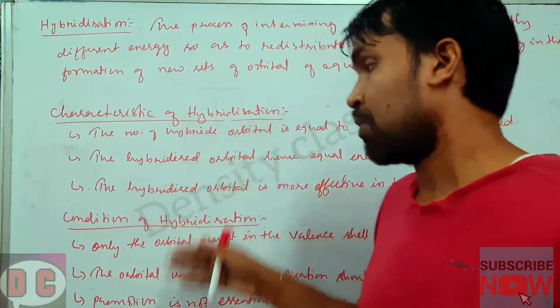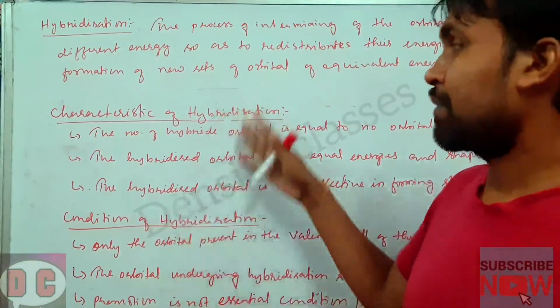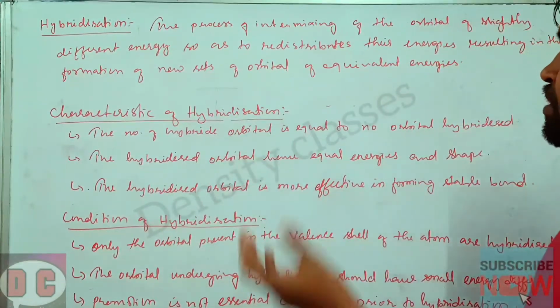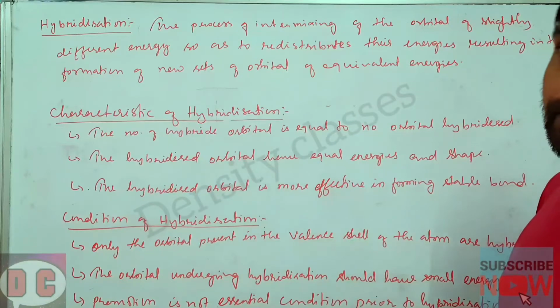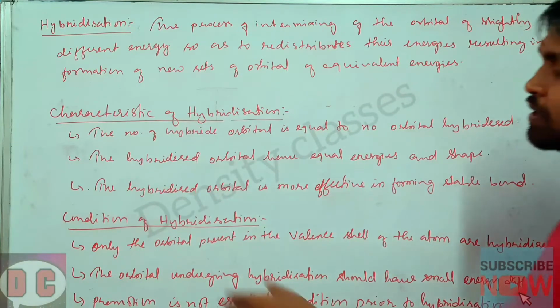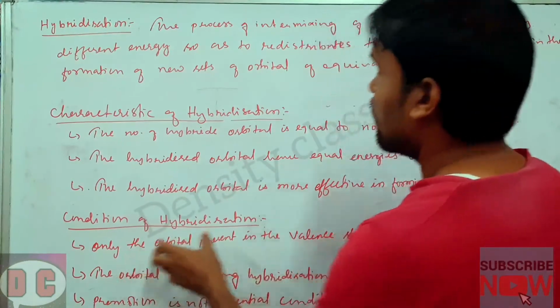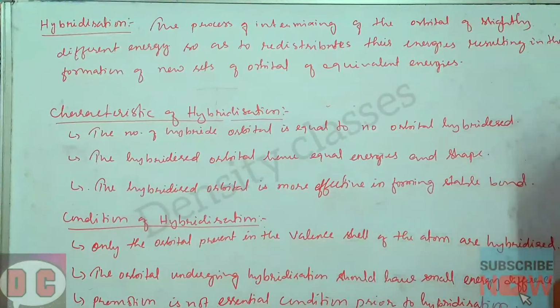Now let us go to the conditions of hybridization. Actually, if you see properly, there are 6, but I have given you only 3. If you have learned these 3 properly, that will be enough. Condition for hybridization: only the orbitals present in the valence shell.